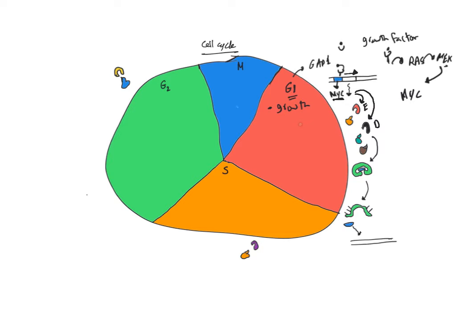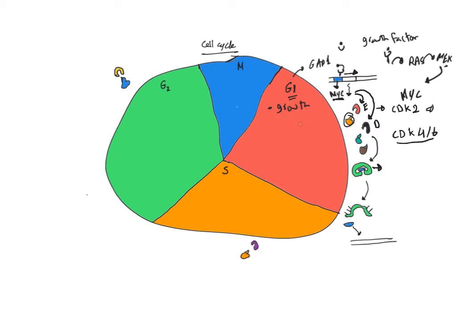What those two are doing is binding to CDKs, which are kinases. E binds to CDK2 and activates it. And D can bind to two CDKs, CDK4 and CDK6. CDK4 and CDK6 are responsible for phosphorylating this part right here.